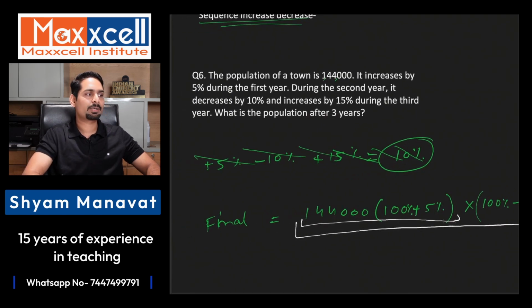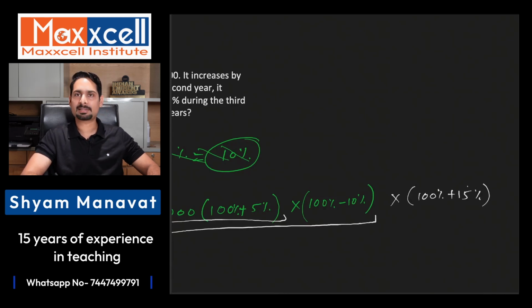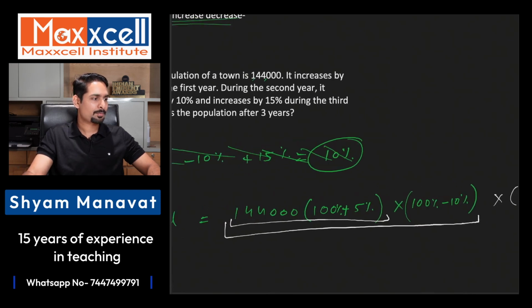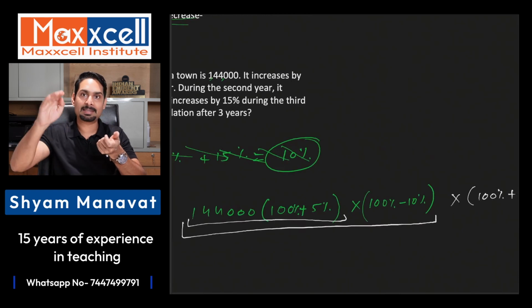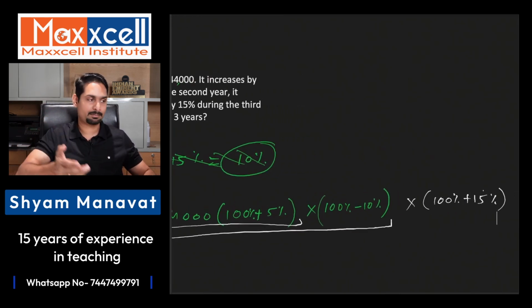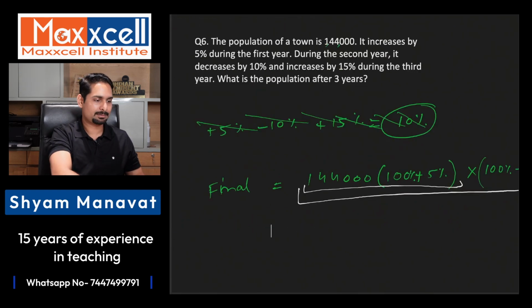Now next year it is going to increase by 15%. So this entire value is again multiplied by 100% plus 15%. Okay, that's how it is. All right. Yeah, I hope that's clear. 5% increase: 100 plus 5; 10% decrease: 100 minus 10; 15% increase: 100 plus 15, and you're going to get the final answer. So now it's time for the calculation.